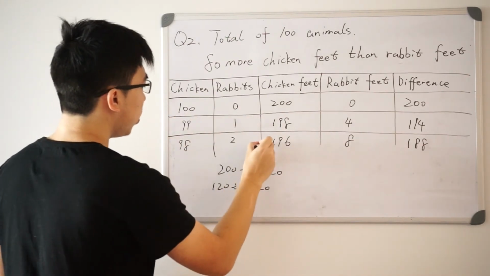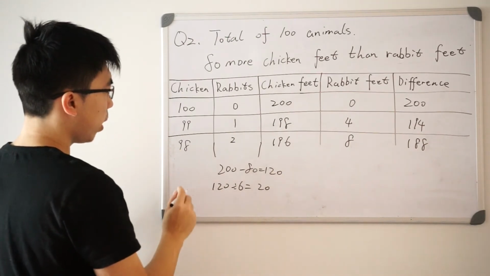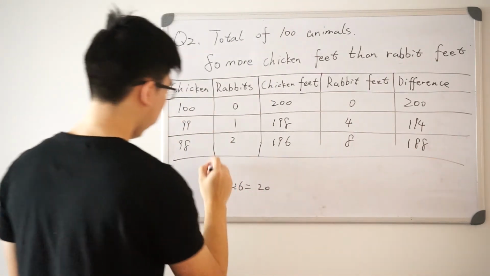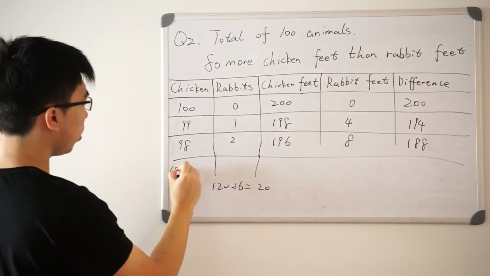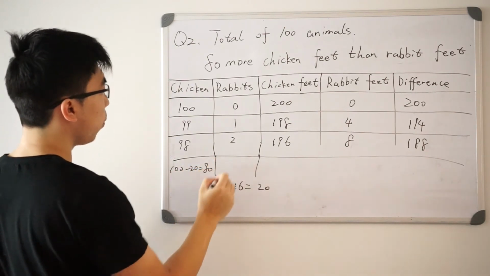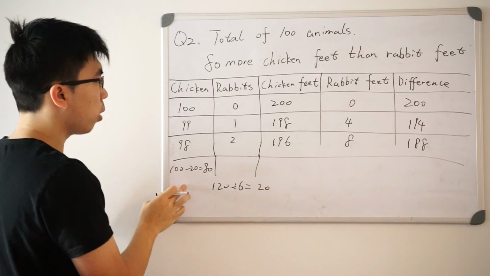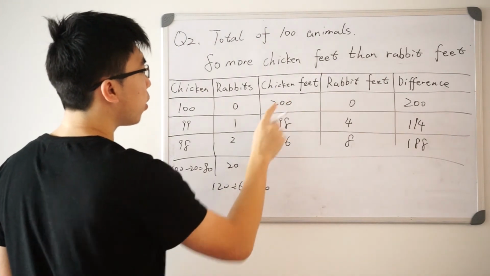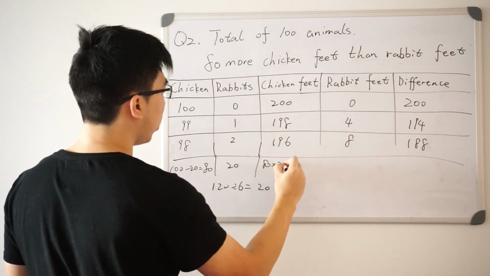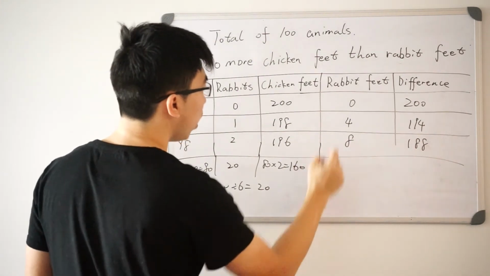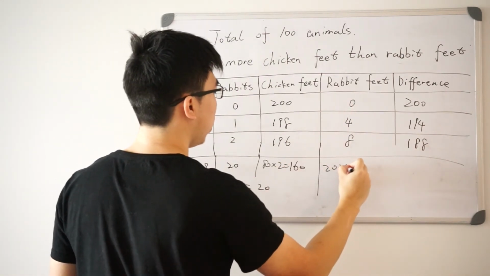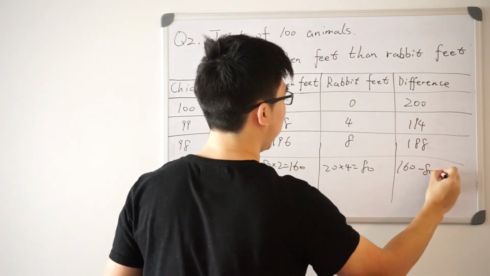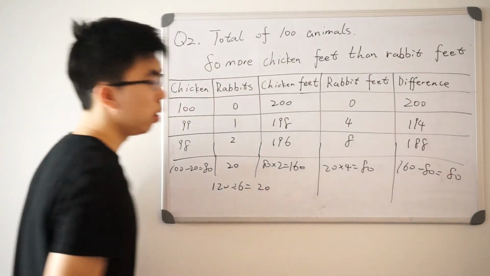So 20 replacements will cause the number of chicken to go down by 20. That'll give us 100 minus 20, that's 80 chicken. And we replaced 20 chicken with rabbits. So 0 rabbits plus 20, that's 20 rabbits. And let's see, chicken feet, that's 80 times 2, that's 160. And rabbit feet is 20 times 4, that's 80. And the difference would be 160 minus 80. That's 80. You get that?